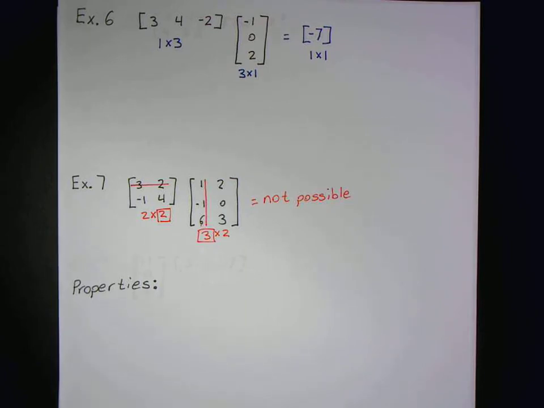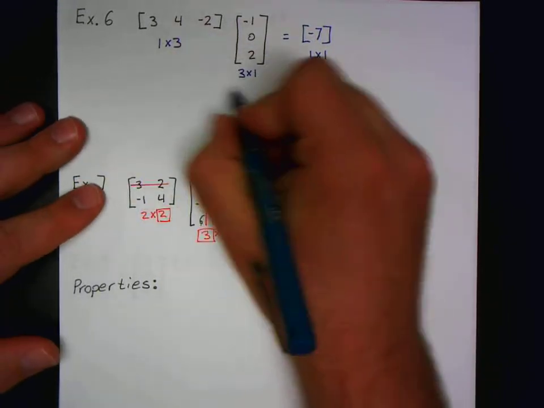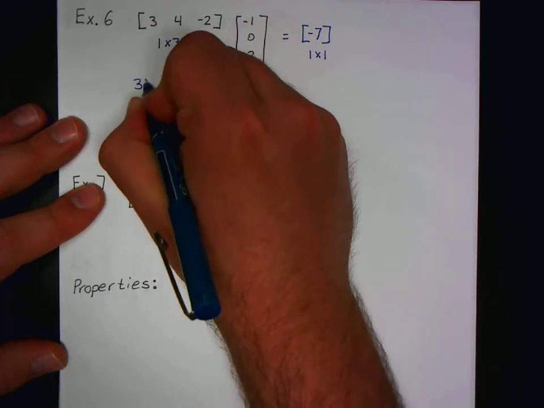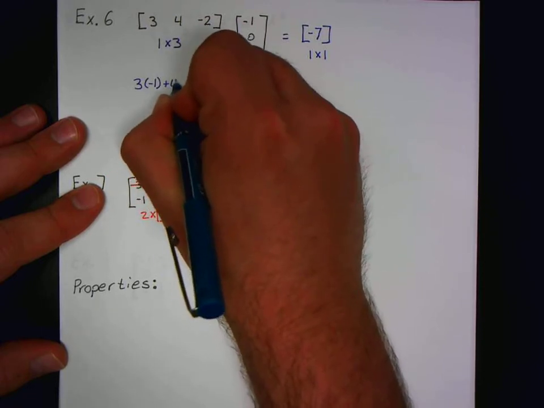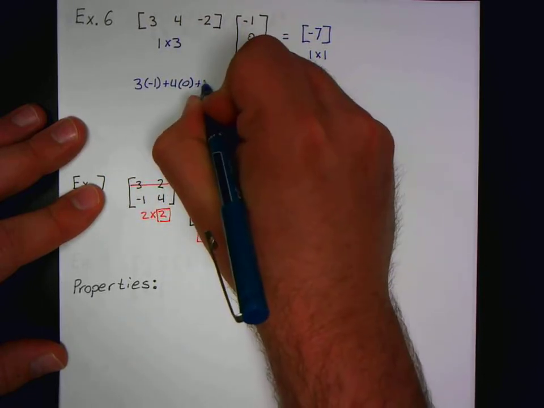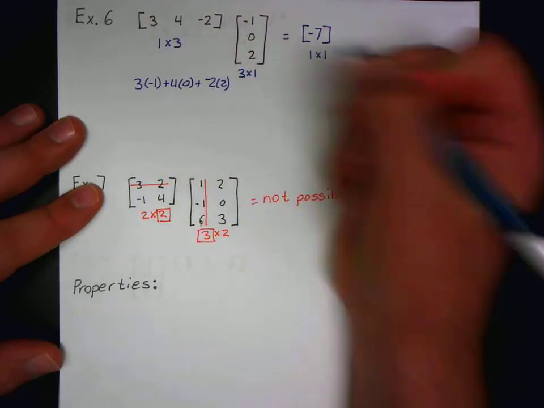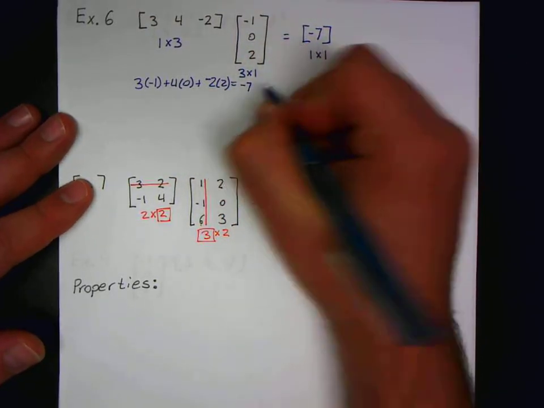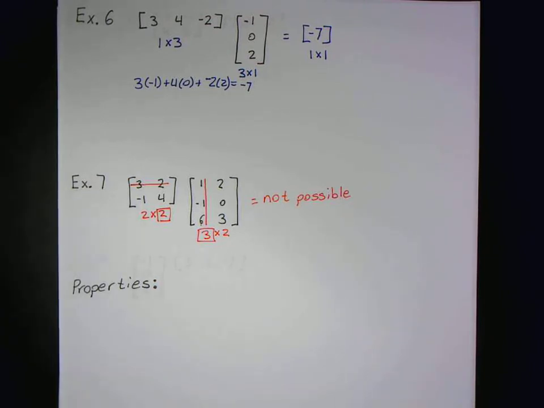I take row times column. Well, I have one row and one column. So I'm taking 3 times -1 plus 4 times 0 plus -2 times 2. So that equals -7. After I take that one row times that one column, I don't have any other multiplications to make, so I'm done. And if you look at the sizes, it says that my answer should be a 1 by 1, which is what I got, so I'm good.